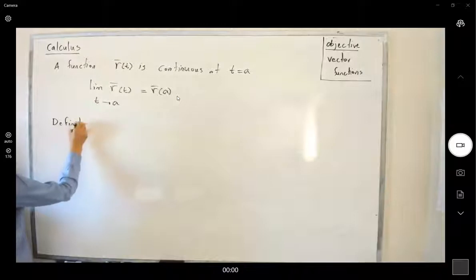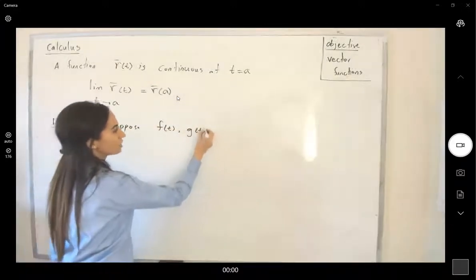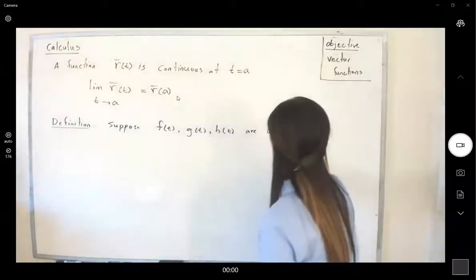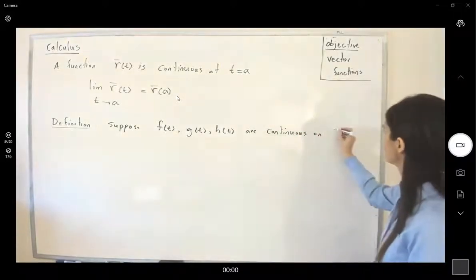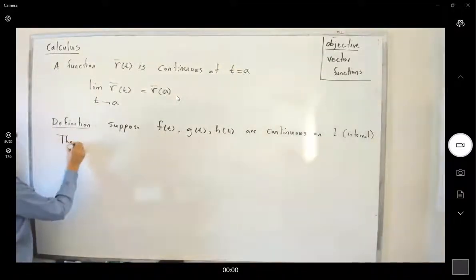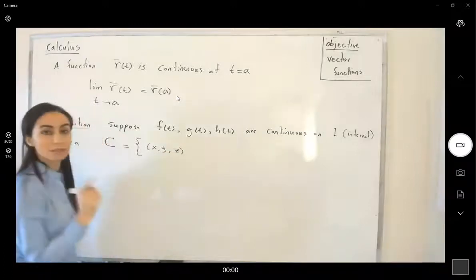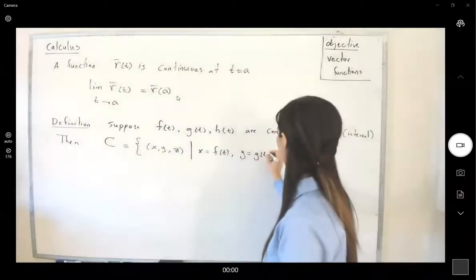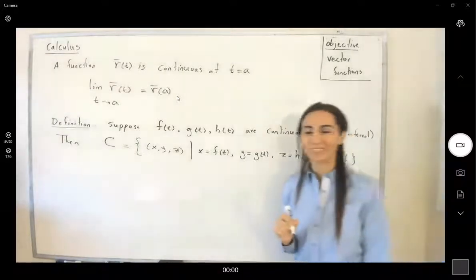Definition. Suppose f of t, g of t, and h of t, all those components, are continuous on an interval I. Then C, the set of all points x, y, z such that x is equal to f of t, y equals g of t, and z equals h of t, t belongs to I, is called a space curve.